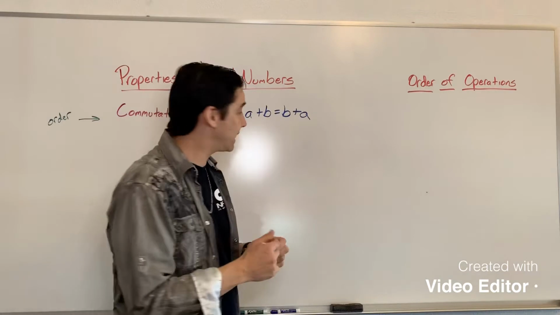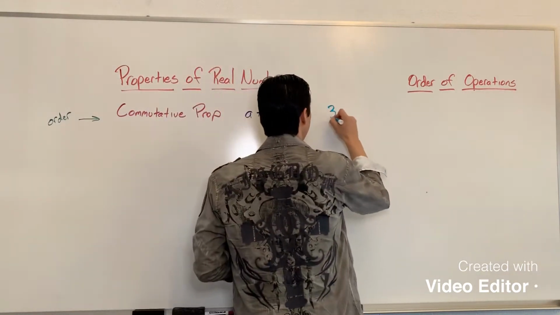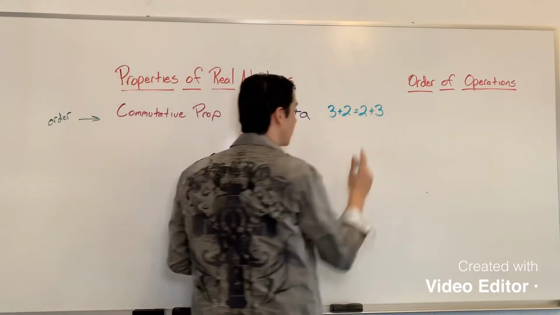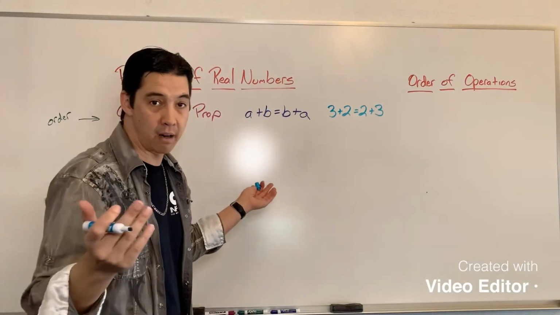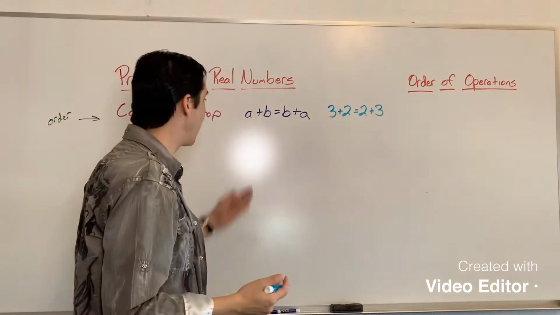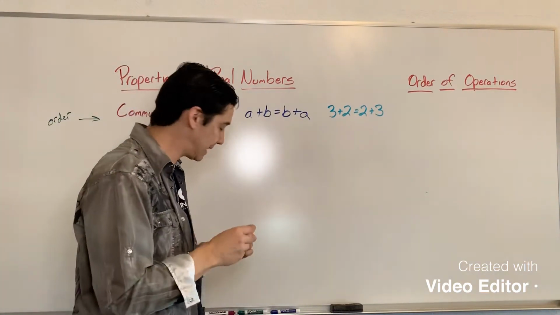Order doesn't matter in addition. 3 plus 2 equals 2 plus 3. Right? And we can plug in any number there. It could be a fraction, it could be a decimal, it could be negative, positive, whatever. A plus B is the same as B plus A.